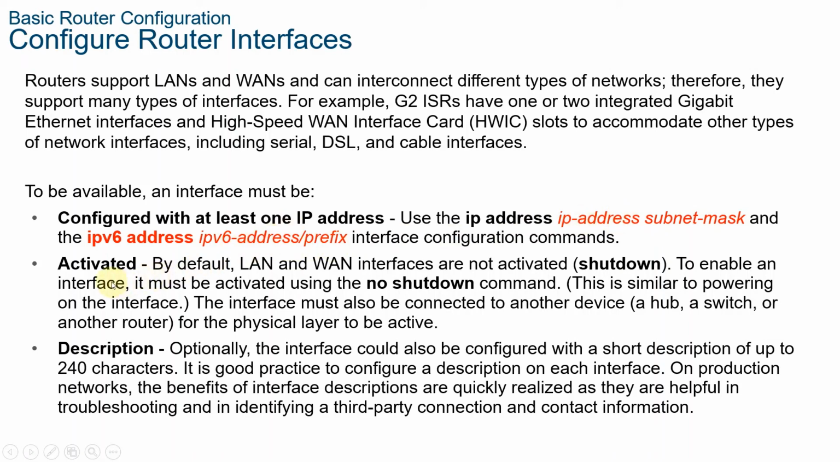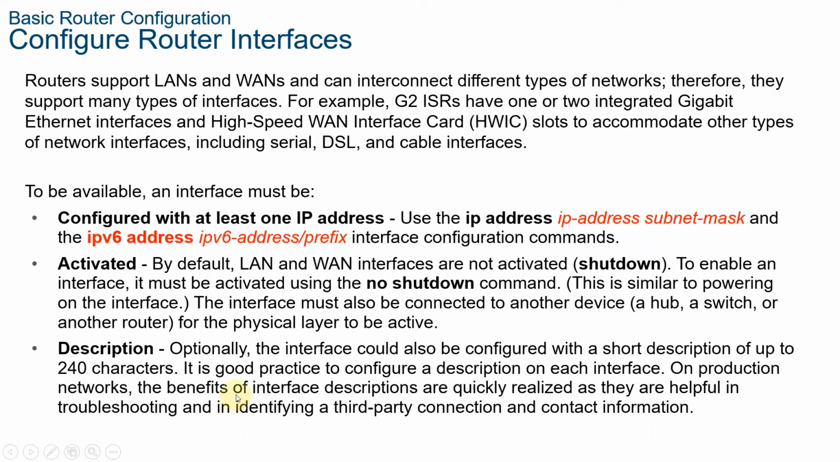Next, it should be activated. By default, LAN and WAN interfaces are not activated, so they are shut down. To enable these interfaces, they must be activated using the no shutdown command. Again, this is similar to powering on the device or the interface. The interface must be connected to another device, a hub, a switch, or another router, for the physical layer to be active. Okay? So description, this is optional.